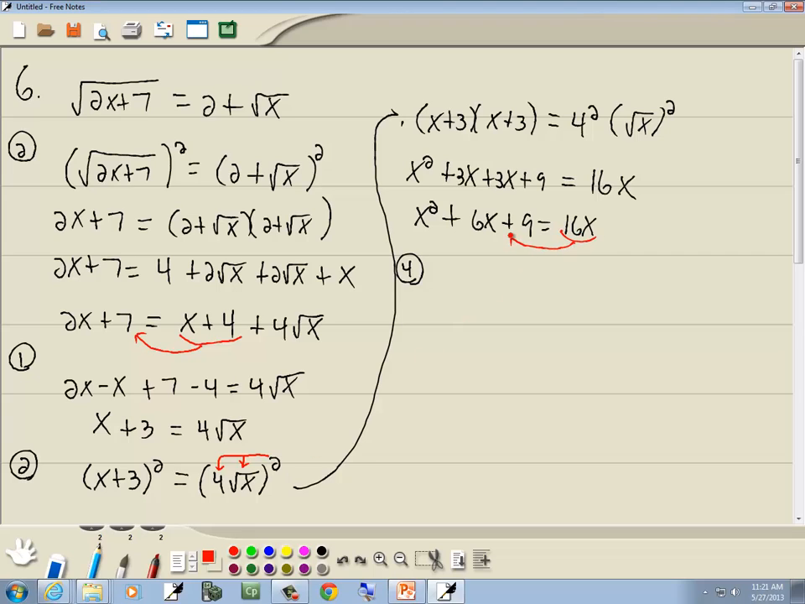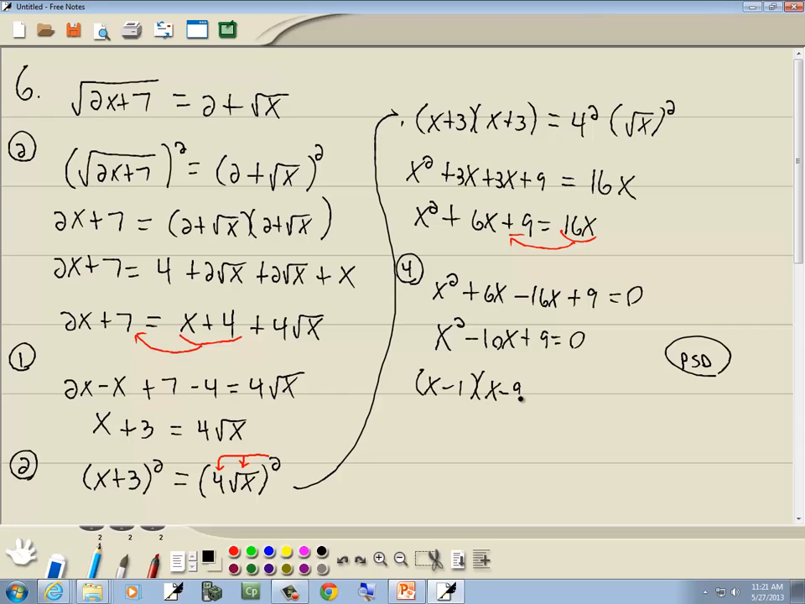So I'll take 16x over to the left side. And I get x squared plus 6x minus 16x plus 9 equals 0. Combine together like terms. 6x minus 16x is negative 10x plus 9 equals 0. Now the left side will factor using the PST. And it factors as x minus 1 times x minus 9 equals 0.